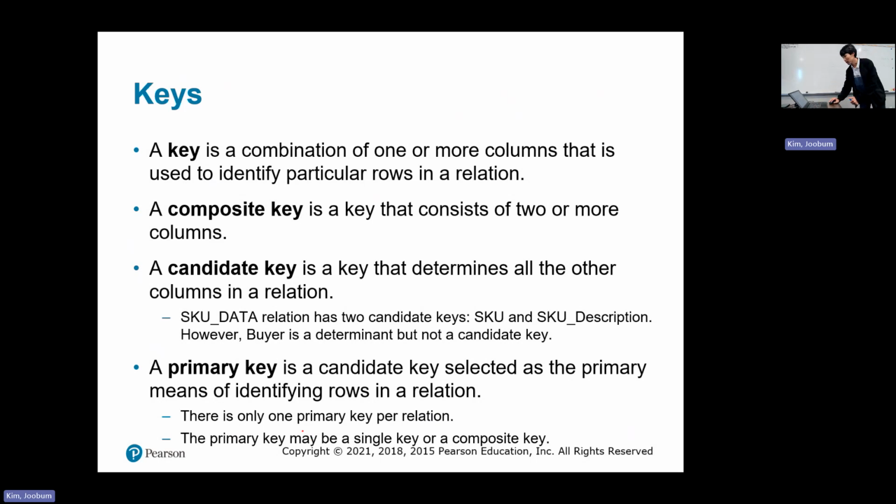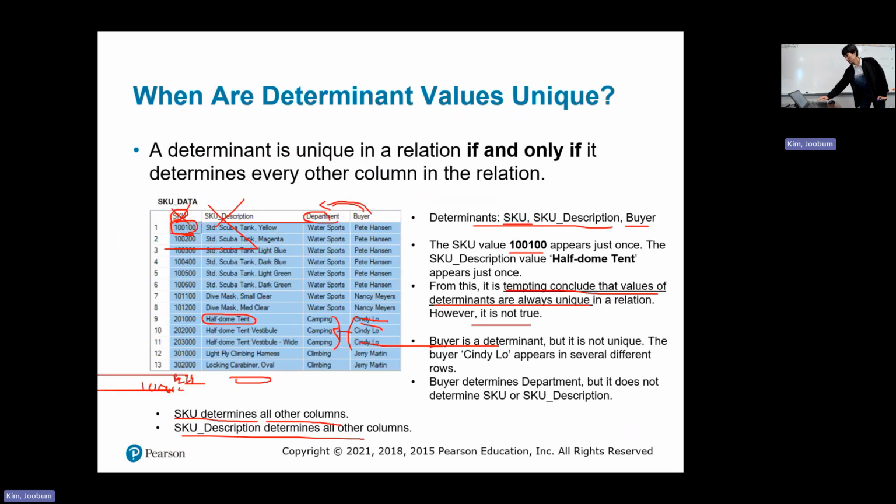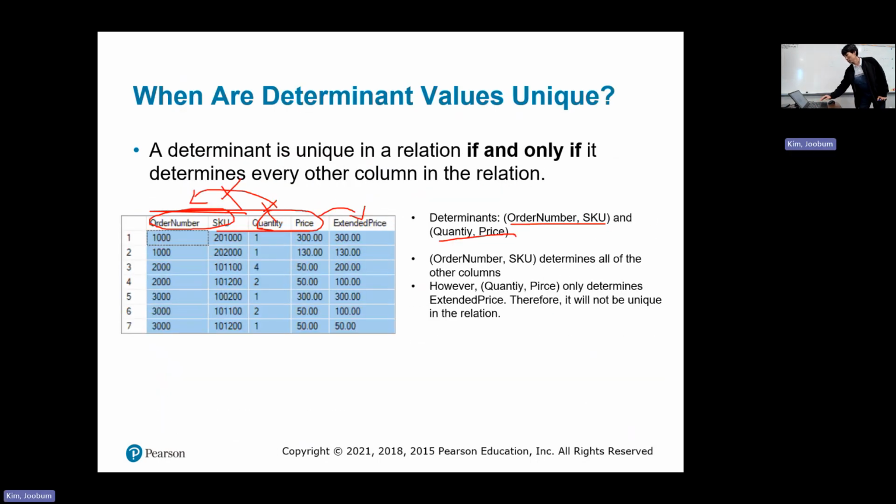So this is the last one, the key. Why is the determinant important? Determinant is related to how to select the key. A key is defined as a combination of one or more columns used to identify a particular row in a relation. You already used primary key and foreign key in the SQL statement examples. A composite key, you know, consists of 2 or more columns, like order number and SKU, something like that.